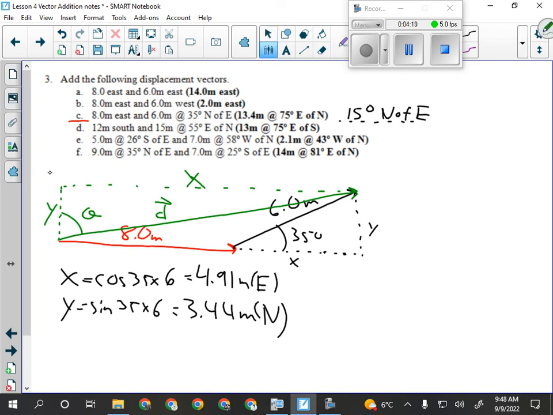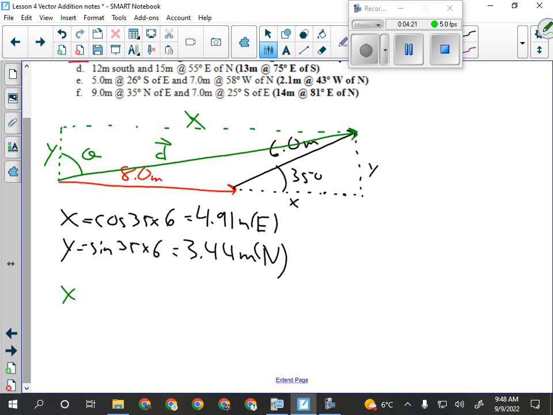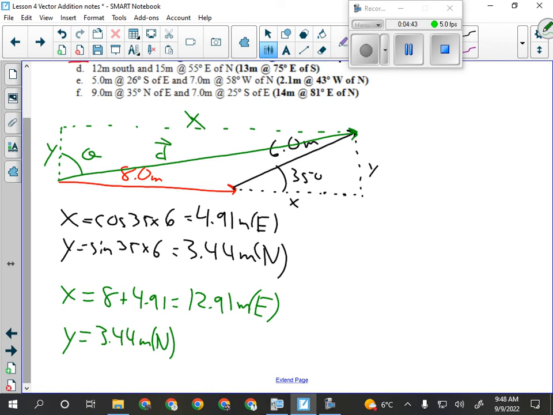Okay, and then from there I can get my resultant's triangle. I can get green x by adding the two x's together, so that'll be 8 plus 4.91, so that'll be 12.91 meters east. And obviously I'll have all my decimals in when I do any math with that. Okay, and black y and green y are equal, so that's going to be 3.44 meters north. Okay, what do I do after that?